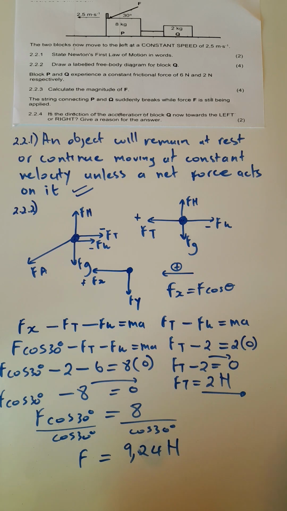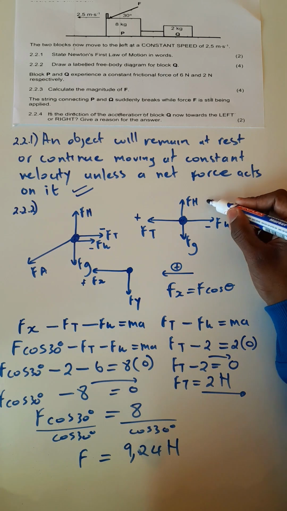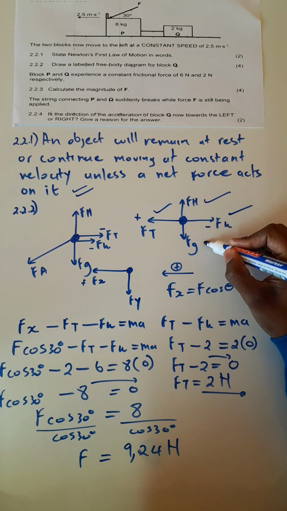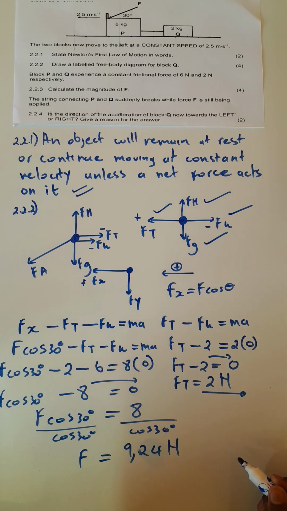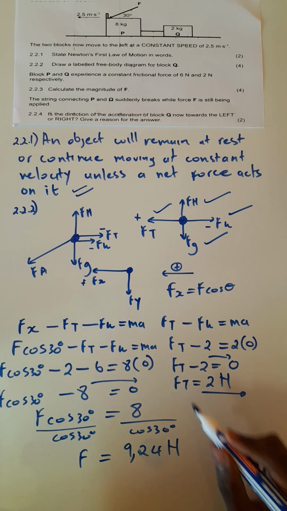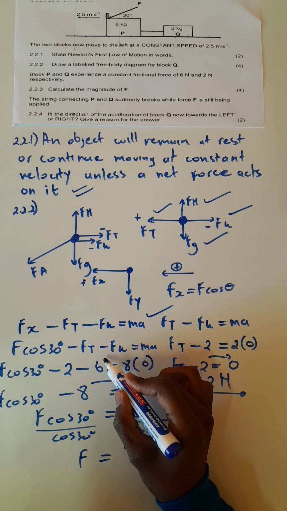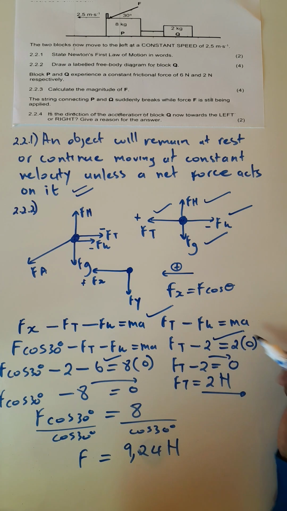We have 9,24 newtons there. And then what we have here is 4 marks for the free body diagram for Q, and 4 marks for this calculation here. So 1 mark for the formula, 1 mark for this substitution over here, 1 mark for this substitution over here, and 1 mark for the answer.